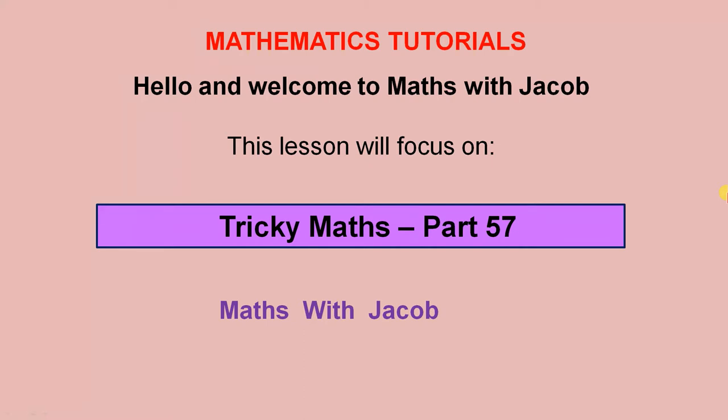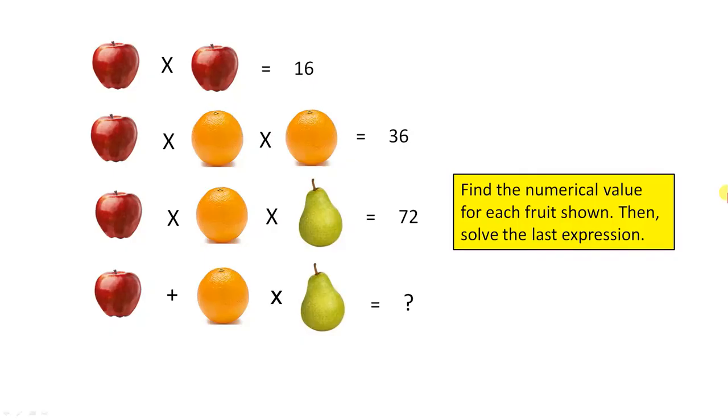This lesson will focus on Tricky Maths Part 57. If you have an apple multiplied by apple equals 16. Now each of these fruits represents a number. That's all it is. So it's just a symbol which represents a number.